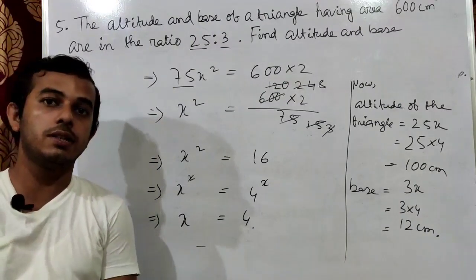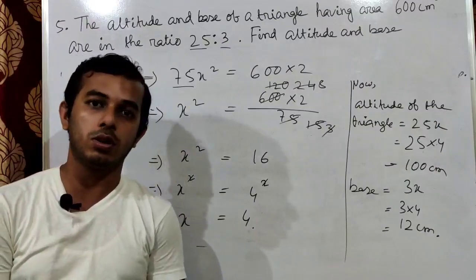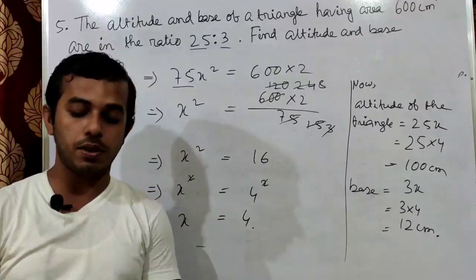So this is for today's class, and the remaining 5 questions we will solve in our next class, and then we will conclude our long chapter, which is perimeter and area.